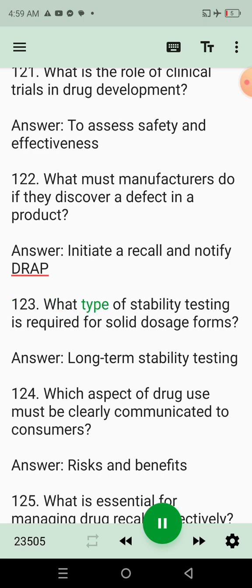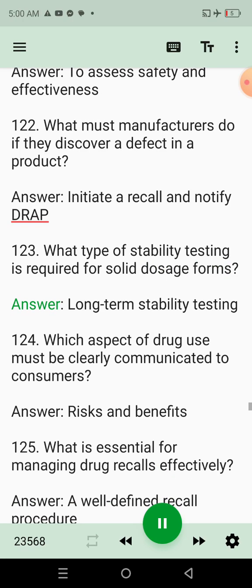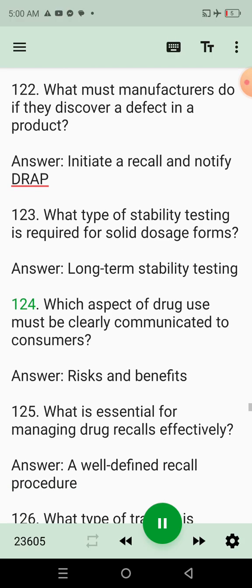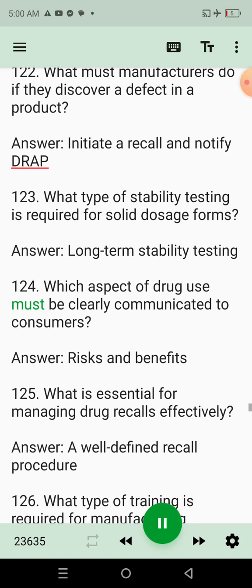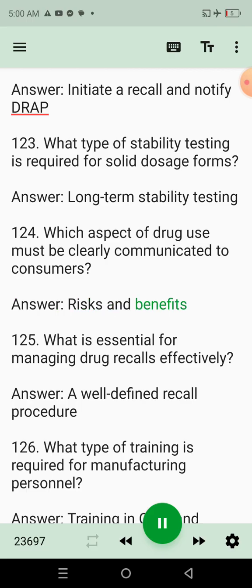123. What type of stability testing is required for solid dosage forms? Answer: long-term stability testing. 124. Which aspect of drug use must be clearly communicated to consumers? Answer: risks and benefits.